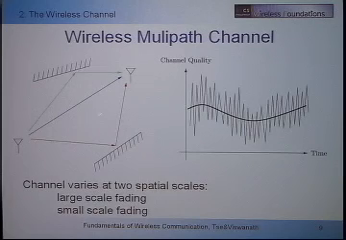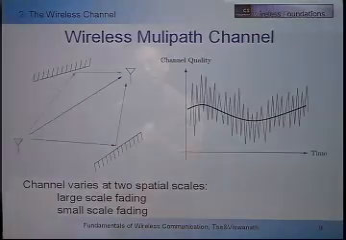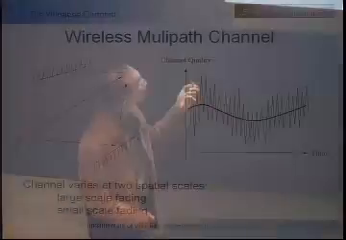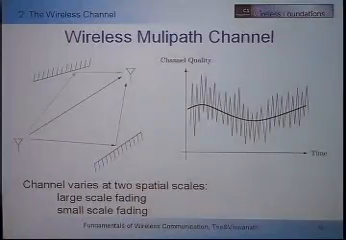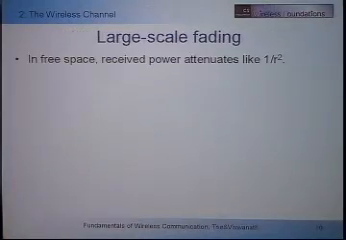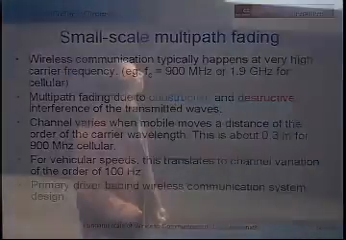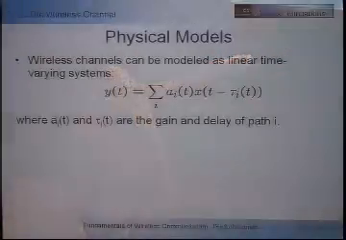Okay? So here we have the example of 3 paths. For each of these paths, there are 2 numbers associated. 1, the delay. In other words, how long does that path take to get from the transmitter to a receiver? And 2, the gain or attenuation. How much attenuation that path has gone through. So those 2 numbers are captured in this model, a_i and tau_i.